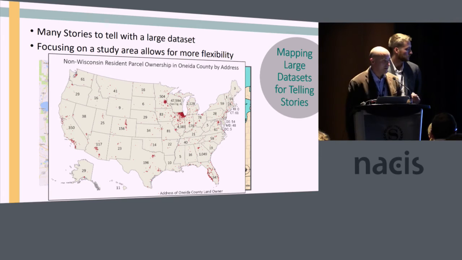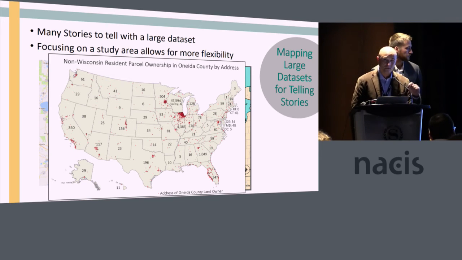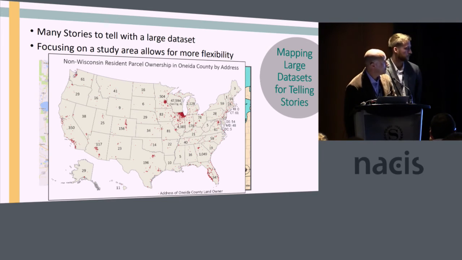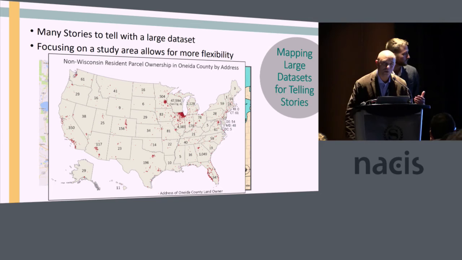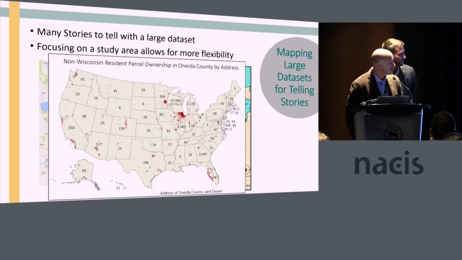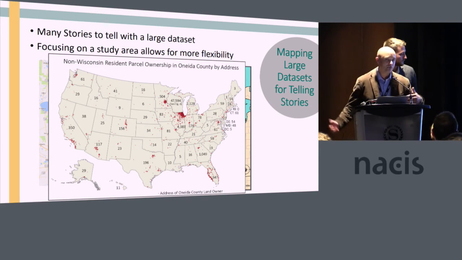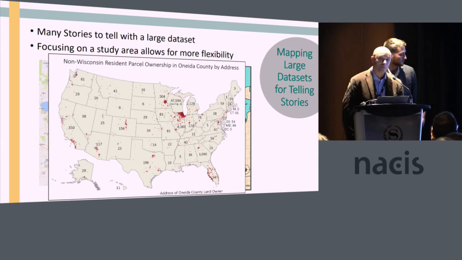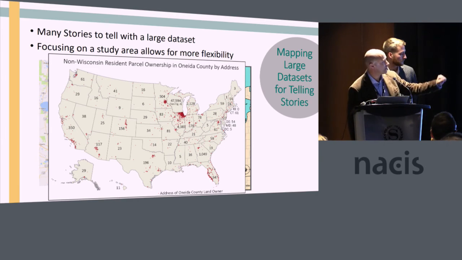Each red dot you see is the primary address of a landowner who owns at least one parcel of property in Oneida County. You can see northern Illinois showing up really well, but we were surprised to see, and forgive me for the fuzziness of the map, the extent to which people in other states own property in one small county in northern Wisconsin. Every state is represented here except for Rhode Island.